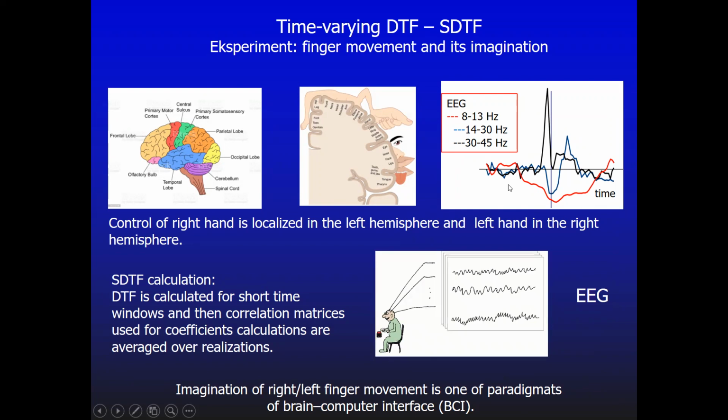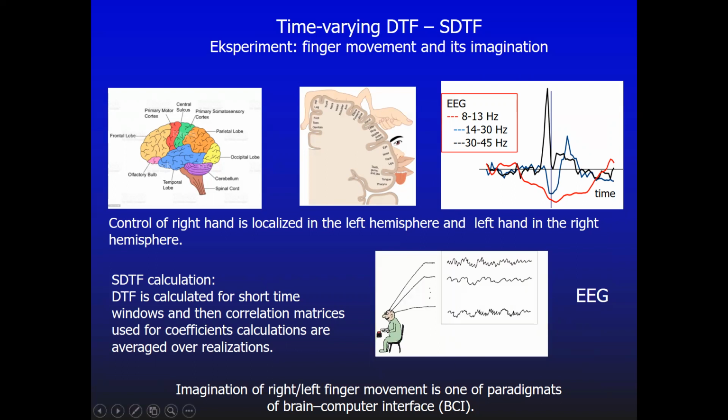Another thing that we know about this is if we look at the particular rhythms, here is the movement, this vertical line. So before movement, the alpha and beta rhythms are decreasing. It is so-called desynchronization. Then we have beta rebound, and we have a rise of activity in the gamma band.